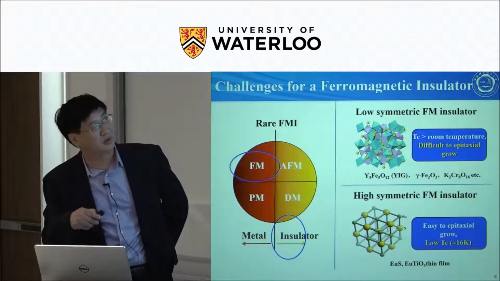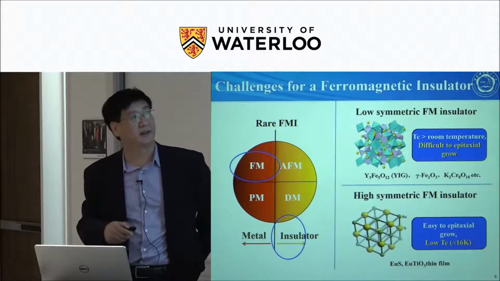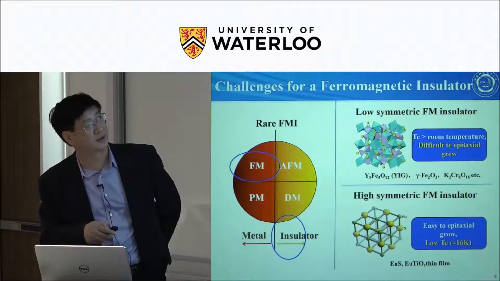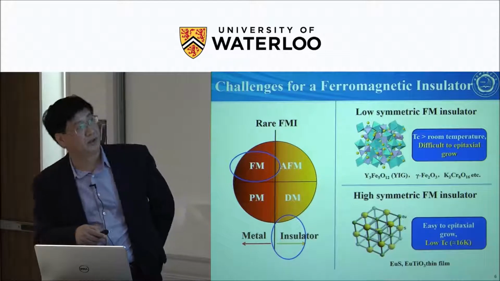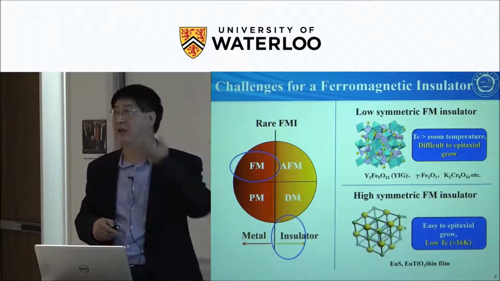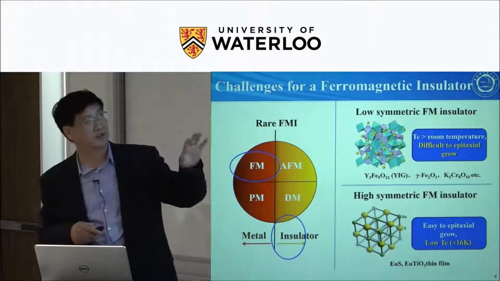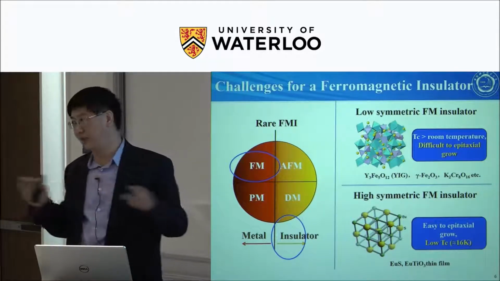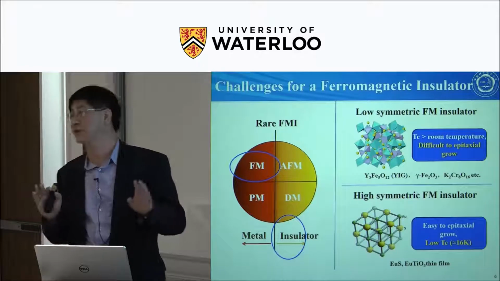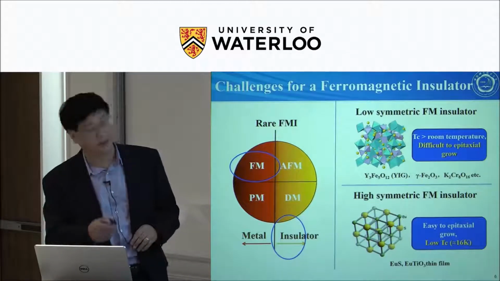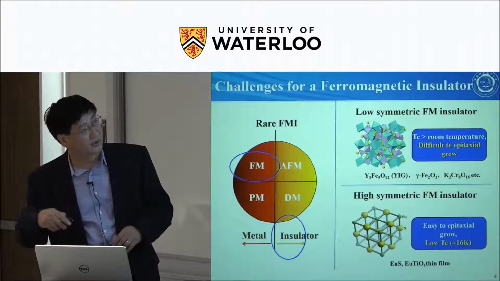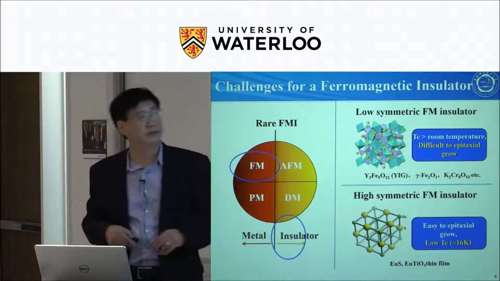So for lower symmetric ferromagnetic insulators, we do have quite a few. This one is YIG. The TC is actually above room temperature. But this is very difficult to epitaxially grow into superlattices. So this is useless for the superlattice growth. Then we do need some highly symmetric material.